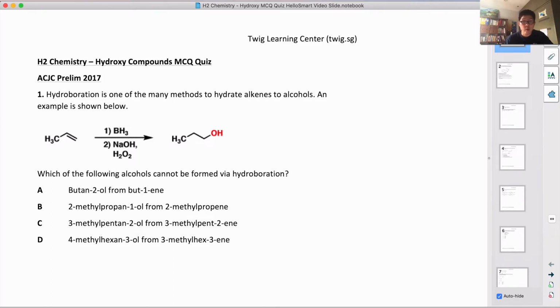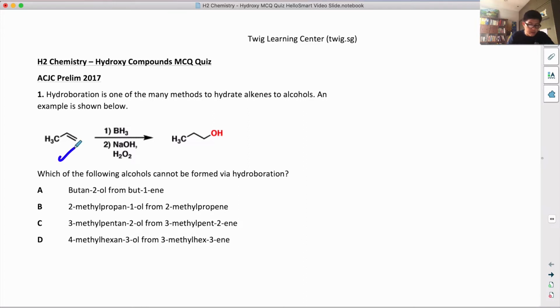Okay, let's look at question one. Which of the following alcohols cannot be transformed by this hydroboration process? If you look at this compound here, let me draw it out first. This is what it looks like.